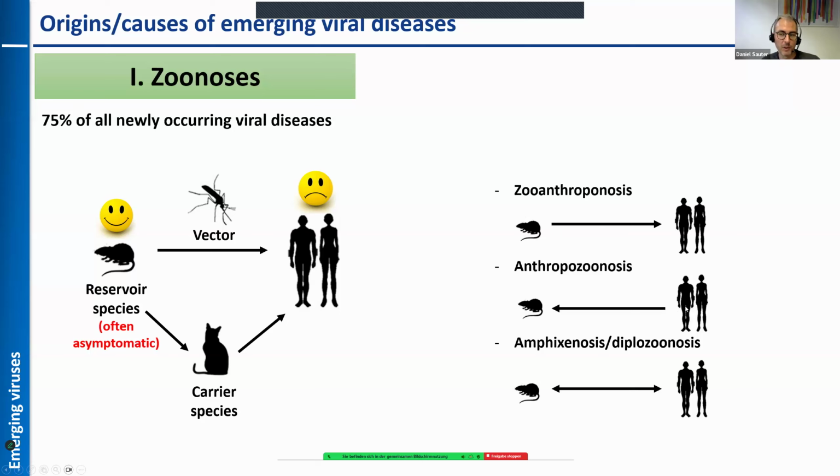But actually, you have to keep in mind that human viruses can also spill over to animals. So if you're infected with the virus, you can transmit this virus to your pet, for example, and then we refer to this process as anthropozoonosis. Or if you just want to indicate that it goes both ways, you can talk about amphixenosis or diplozoonosis. These terms are not so common, but just in case you read about them, it might be good to know.